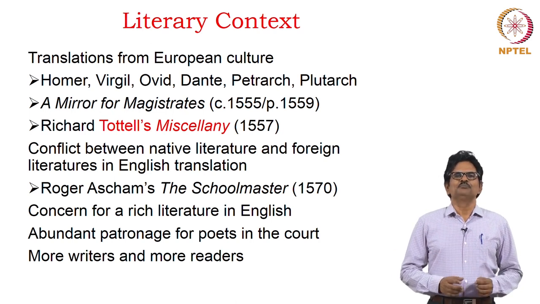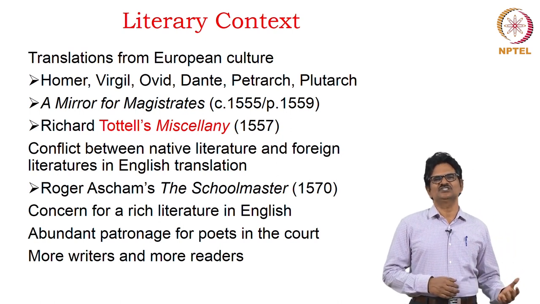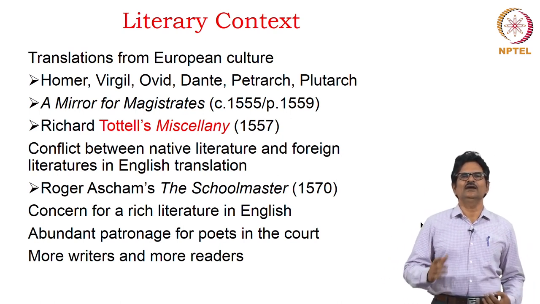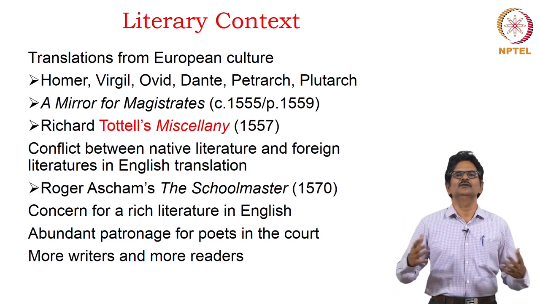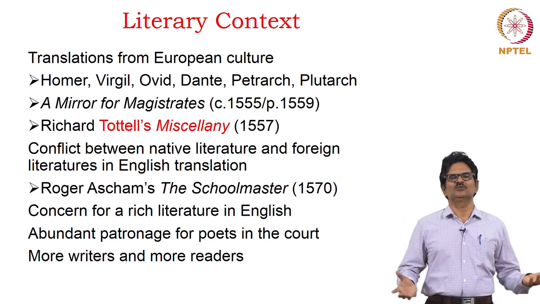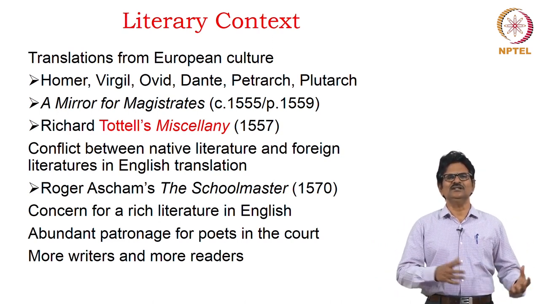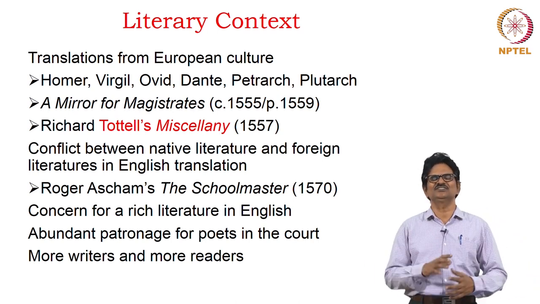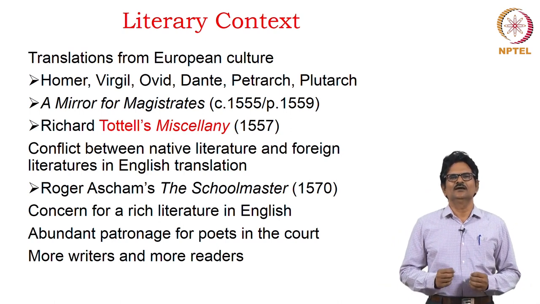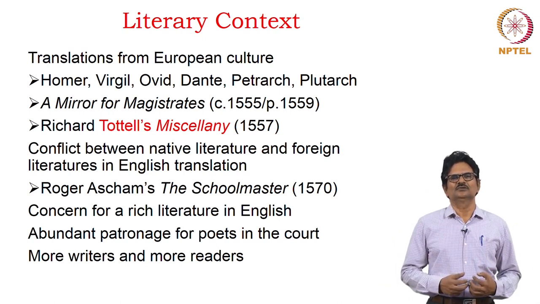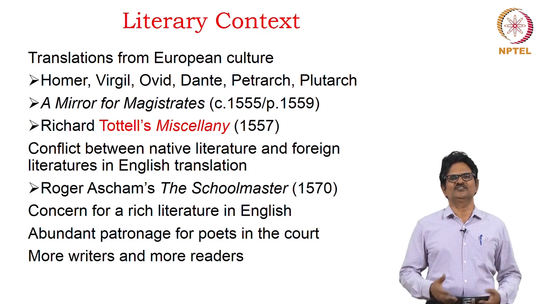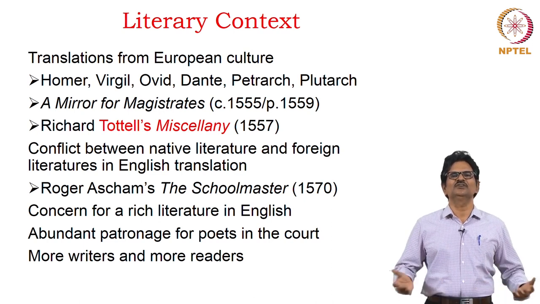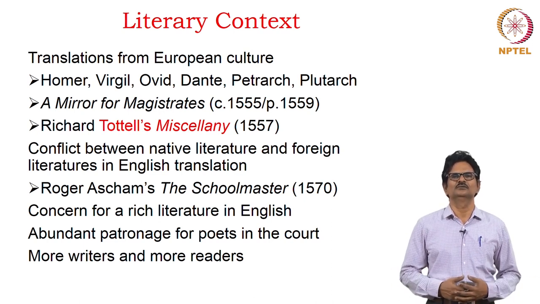In this period, we notice the conflict between native literature, that is English literature, and foreign literatures in English translation. There was a kind of interaction between literatures from English and literatures in translation in English. And this interaction enabled many poets to experiment with different forms of writing.